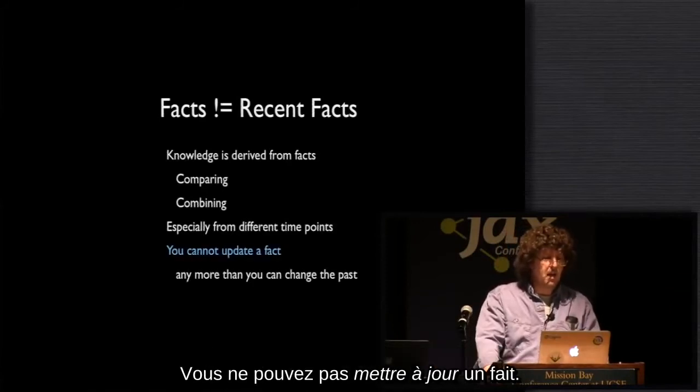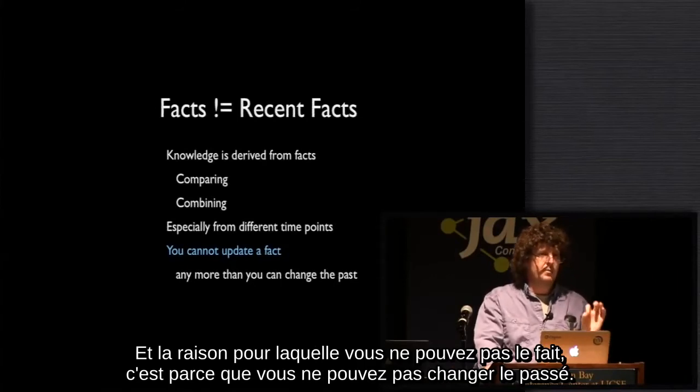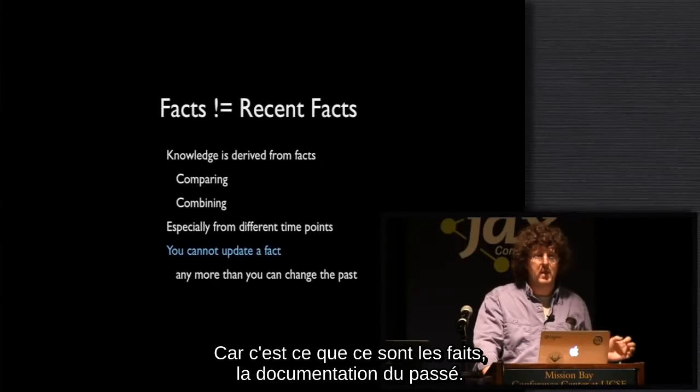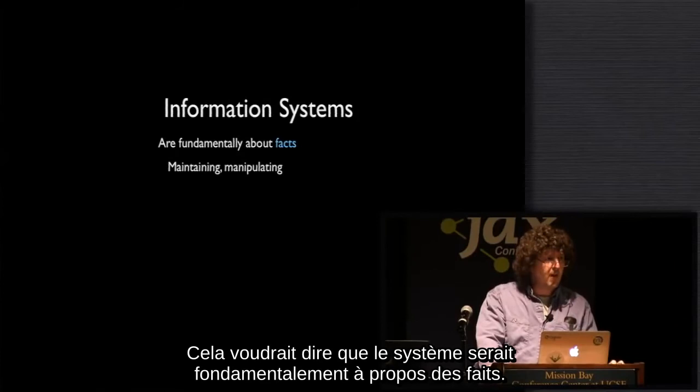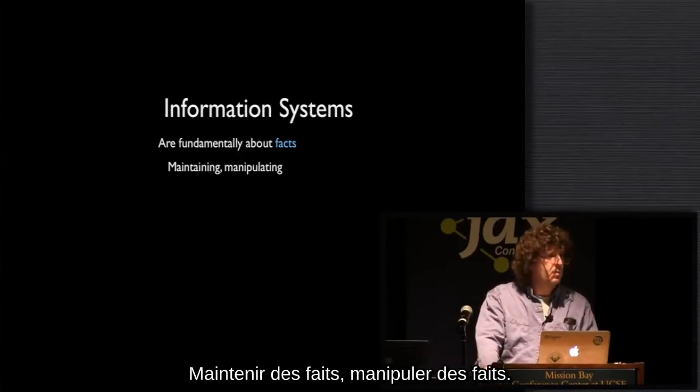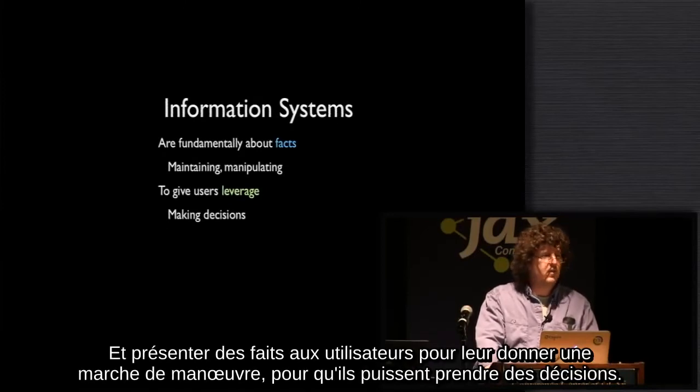So the bottom line is you can't update a fact, right? And the reason why you can't update a fact is because you can't change the past. And that's what facts are. They're documentation of the past. So let's go back and revisit what it would mean to build information systems that are about information. It would mean that the systems would be fundamentally about facts. They would be about maintaining facts, manipulating facts, right? And presenting facts to users to give them leverage, so they can make decisions.